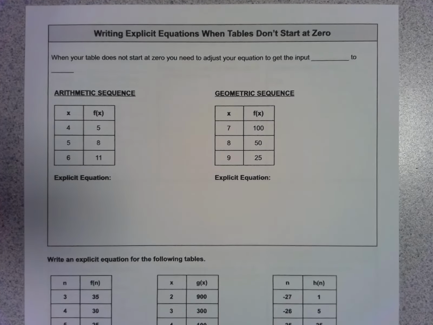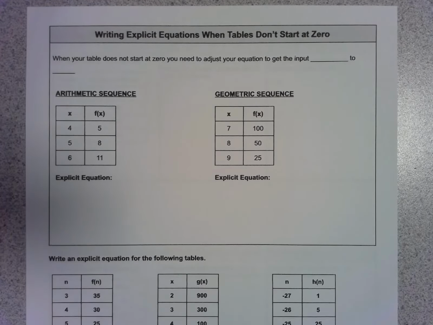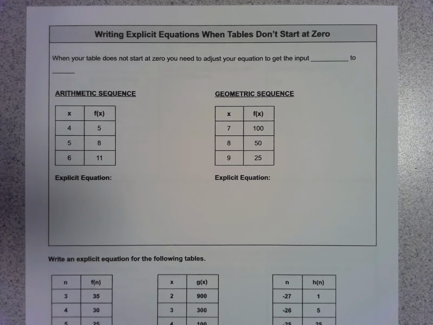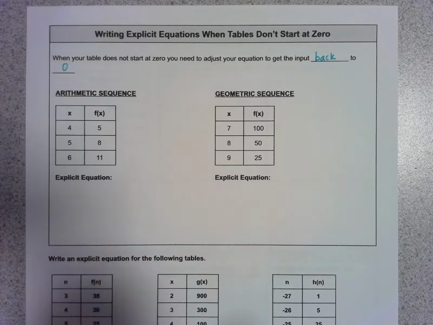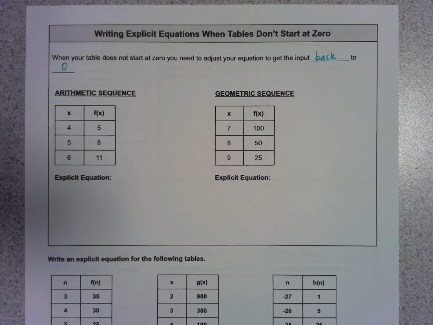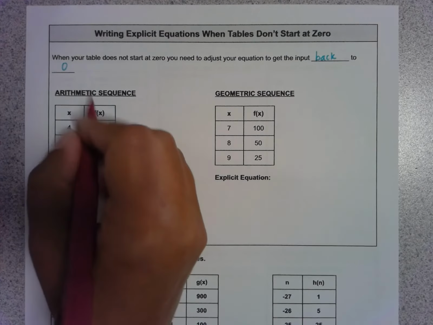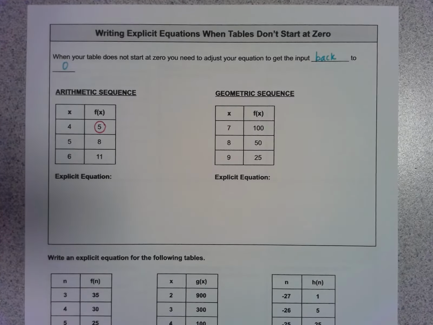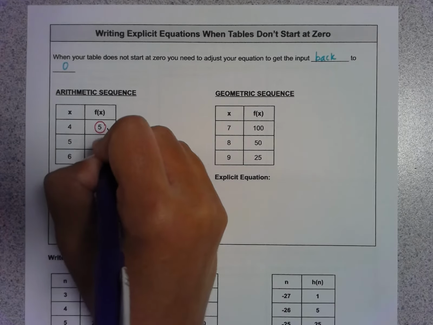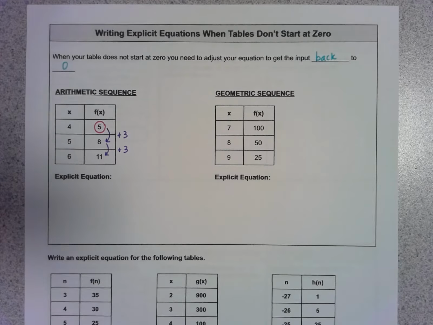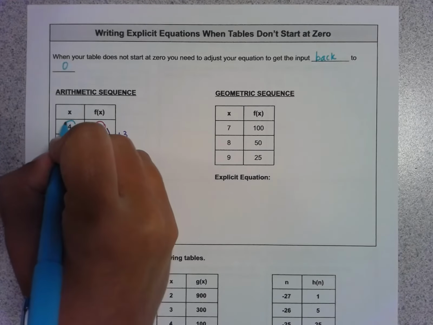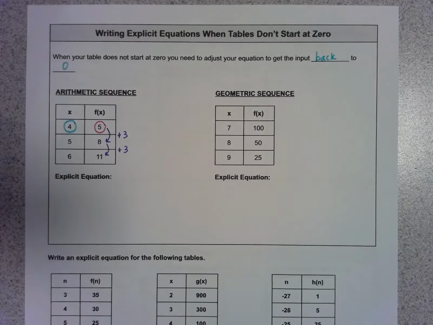When your table does not start at 0, you need to adjust your equation to get the input back to 0. So we want tables to start at 0, but if they don't, we need to get back to 0. For example, let's look at this table, which is an arithmetic sequence. What I'm noticing is that this table starts with 5, and our pattern here is that we are adding 3 each time. But just like we were talking about, our table doesn't start with 0, it starts with 4. So here's how we're going to adjust our equation.